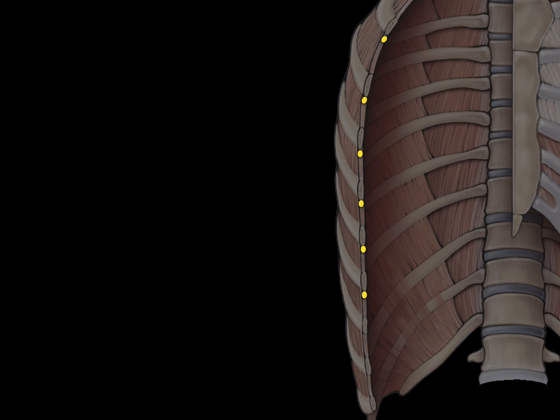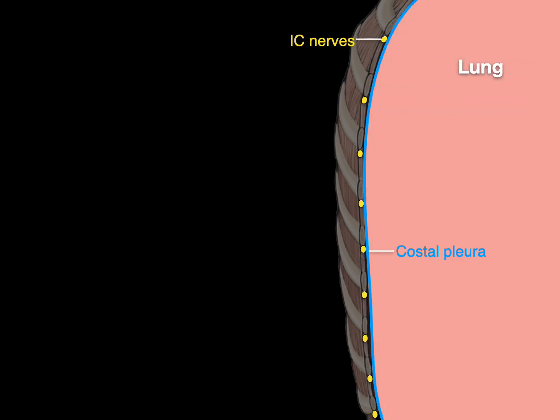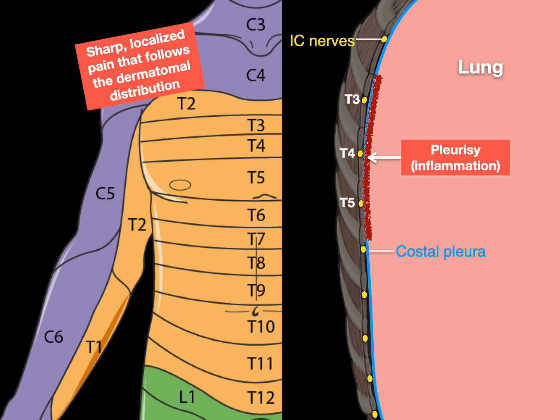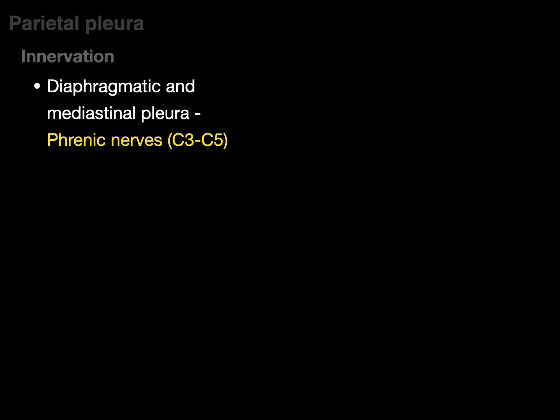In coronal section, those yellow dots are intercostal nerves, and in peach is the lung, and in blue is the costal pleura. Now let's say that the pleurisy inflames the costal pleura like that and irritates the T3, T4, and T5 intercostal nerves. This is going to cause sharp localized pain that follows the dermatomal distribution, somatic pain.